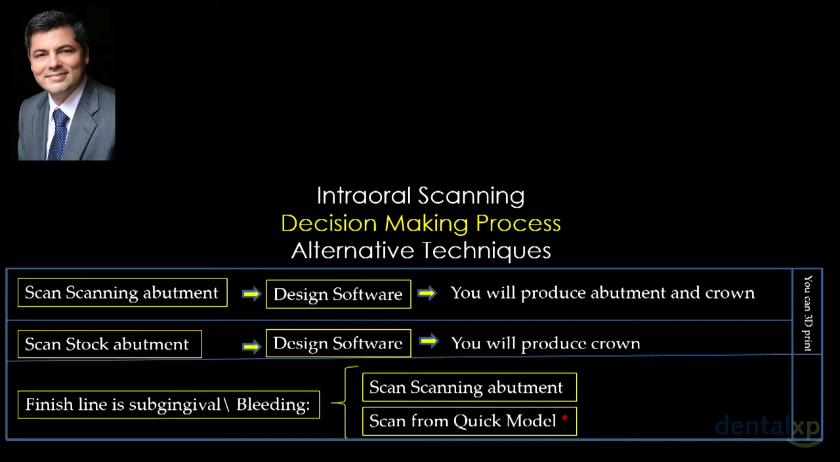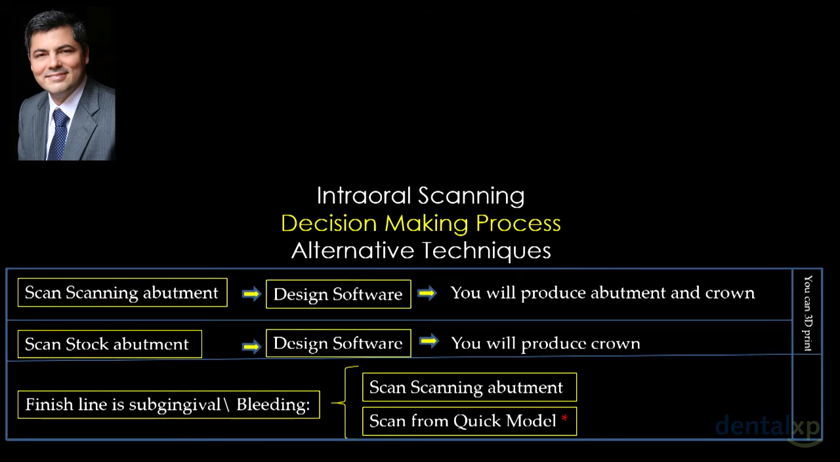So if you're using a stock abutment, you're going to be able to scan your stock abutment, likely supragingival. You're going to have to export that into your design software to produce a crown. You can also 3D print and give it to a lab technician. 3D printers today are now $5,000. So they went from $300,000 to $5,000.